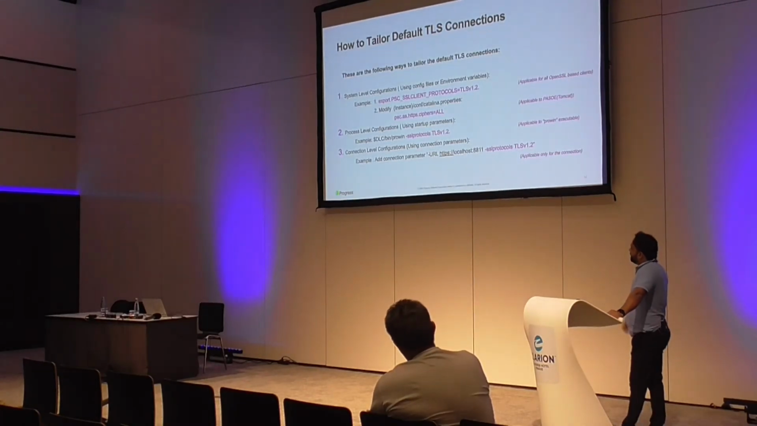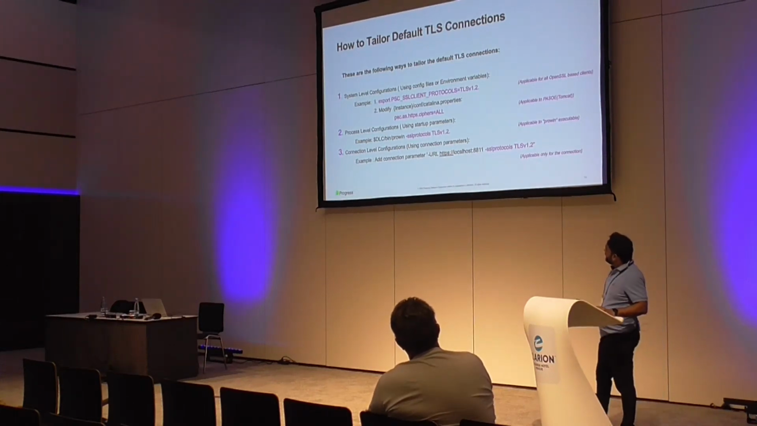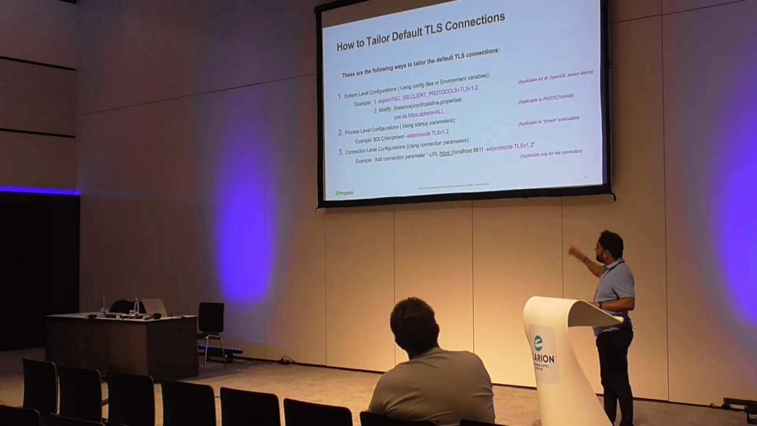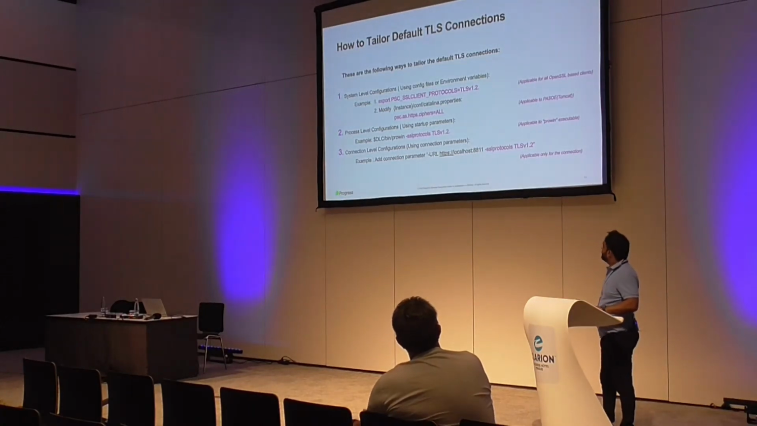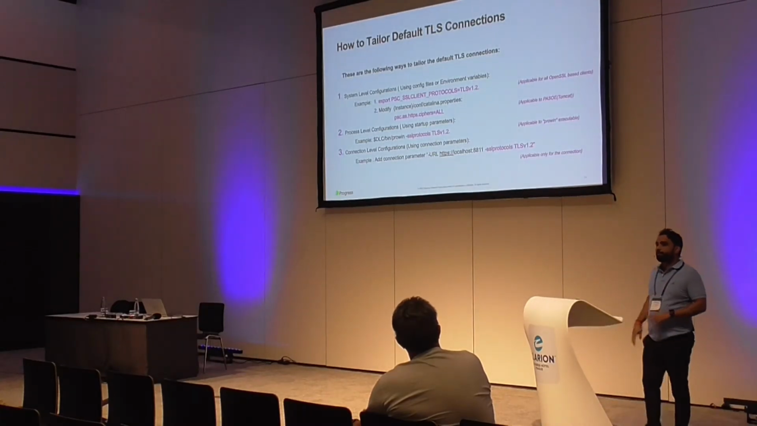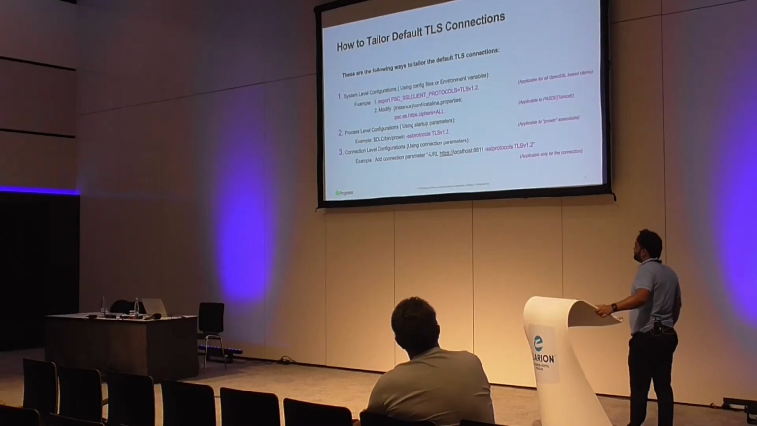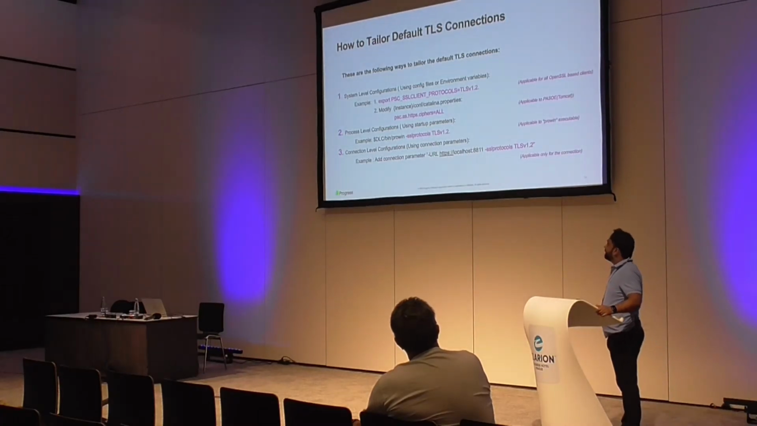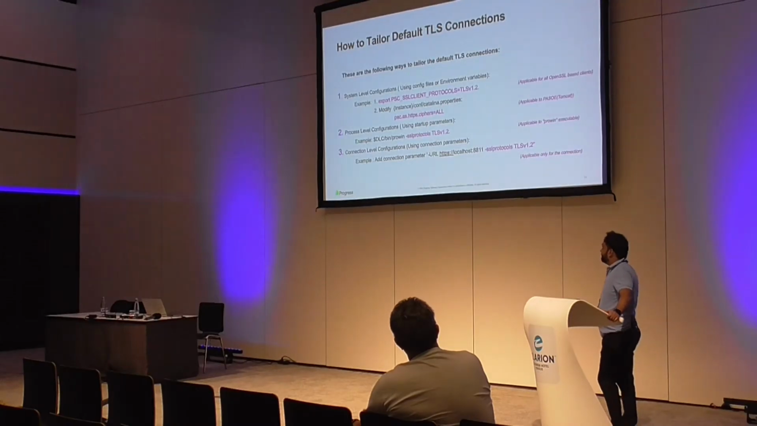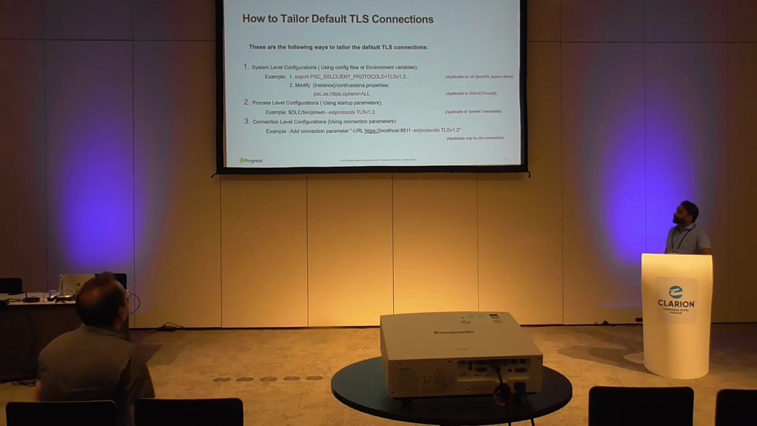I have mentioned all these examples here in priority order. First one is system level configuration. This example is mainly for OpenSSL based components; for Java based components, it will be quite different. To configure system level settings, you can use environment variables or property files. I have given an example of setting the client TLS protocols.